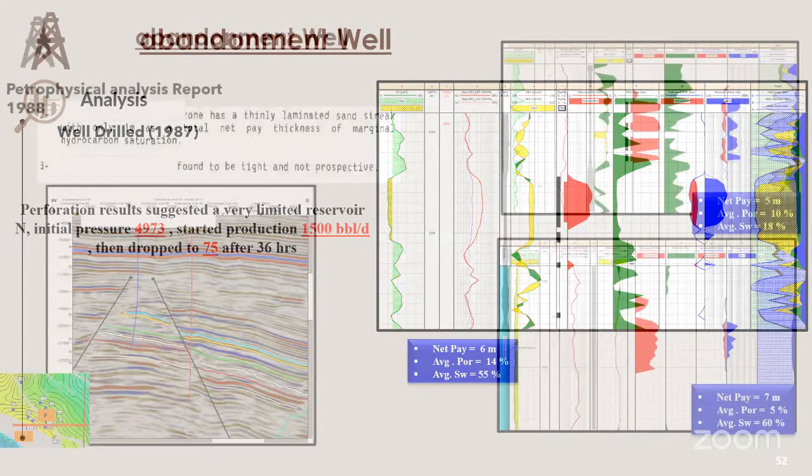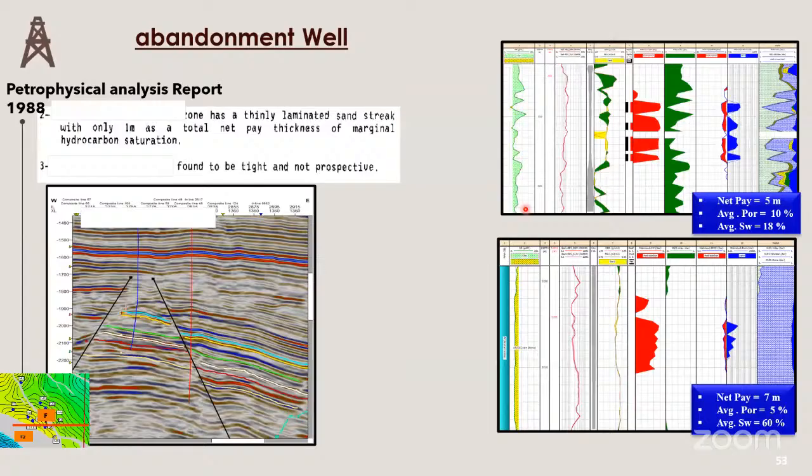But after looking back at this well and at the old petrophysical analysis, this is a well drilled on the downthrown side. As you can see, it cut the fault and went through these reservoirs. They found that one of the zones is semi-laminated with only 1 meter of pay, and the other was found to be tight and prospective, not prospective, sorry.